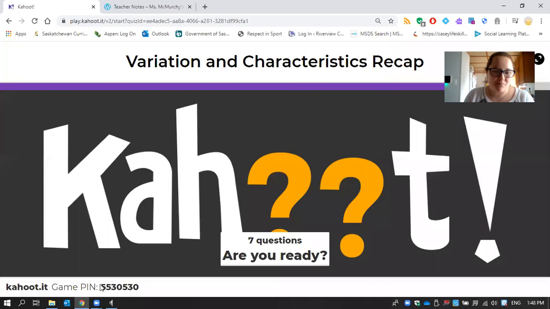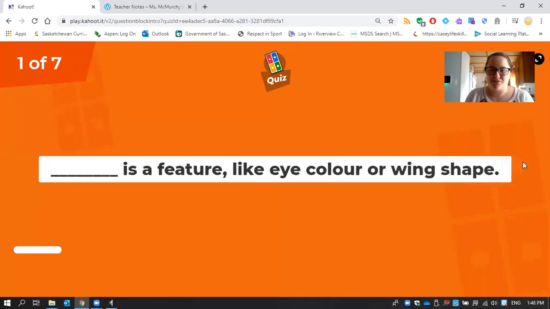Maddie, if you're going to join us, our game pin is right here down at the bottom. If you're just going to hang out, that's fine too.